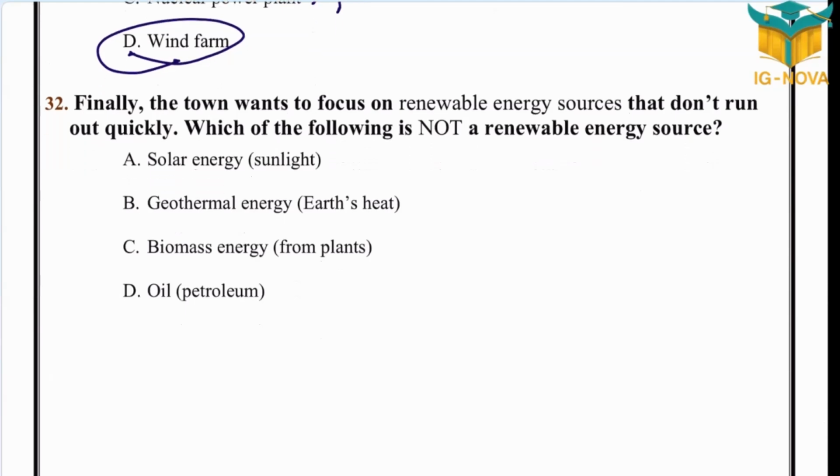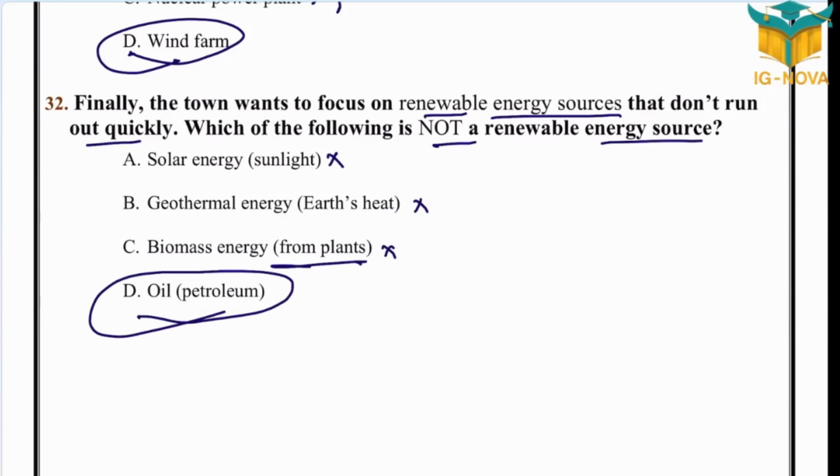Question 32. Finally, last question. The town wants to focus on renewable energy sources that don't run out quickly. Which form is not renewable? Solar energy, nope, it's renewable. Geothermal, nope, it's renewable. Biomass from plants or crops, it's renewable. Oil or petroleum, it's non-renewable.